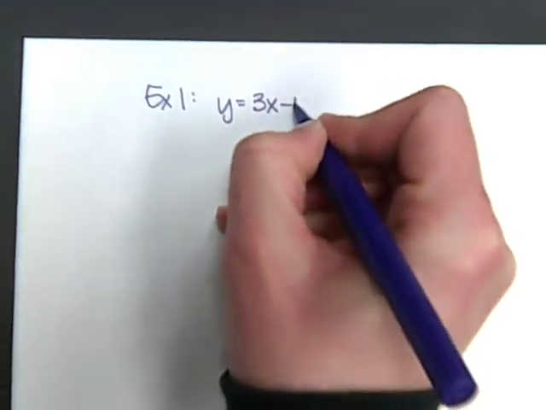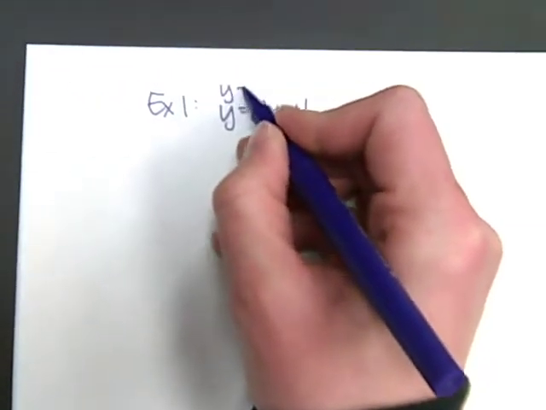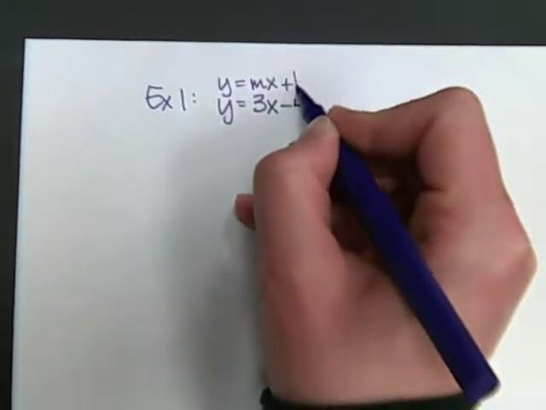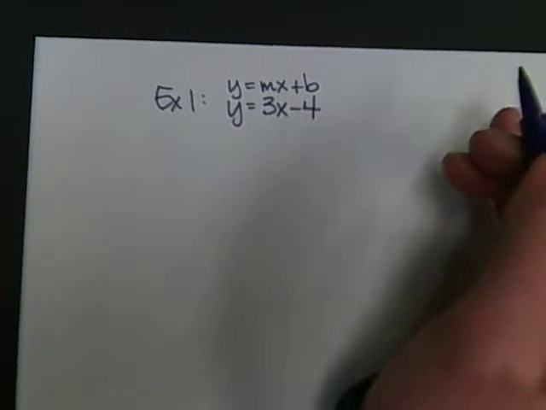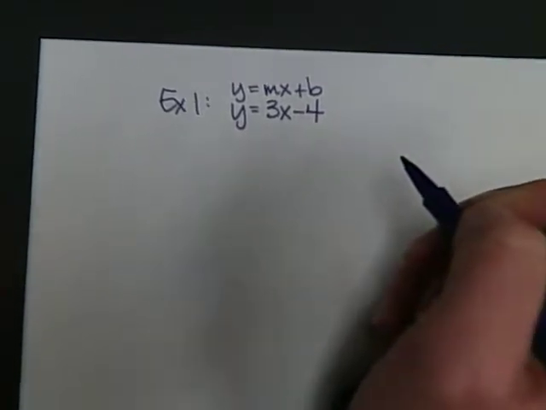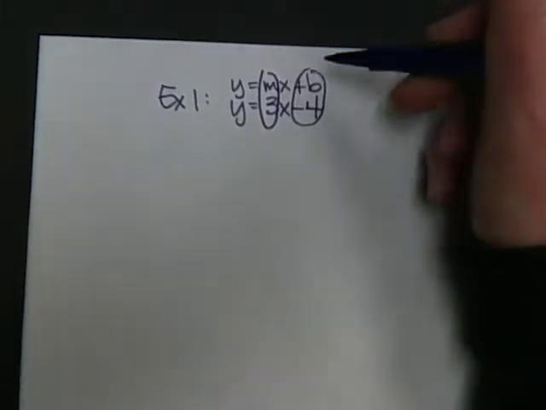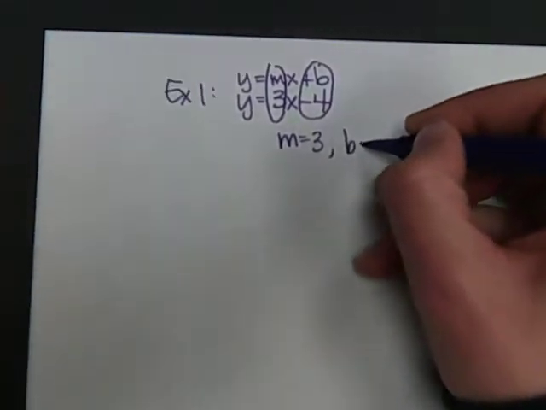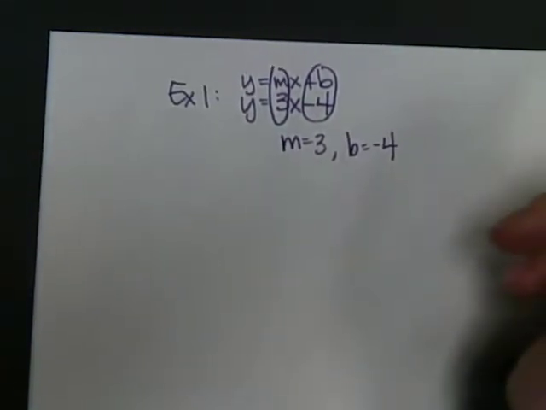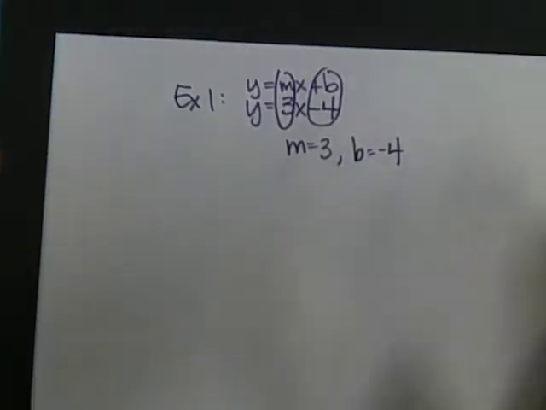They give me this equation, y equals 3x minus 4. Remember, this is in y equals mx plus b form because y is by itself, which is what the whole lesson is really about. They want to know the slope and the y-intercept. So here's the slope, here's the y-intercept. m is 3, b is negative 4. Boom, you're done. That one's easy because it's already in slope-intercept form.